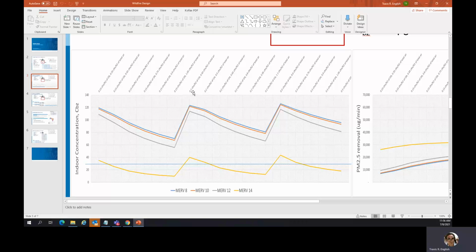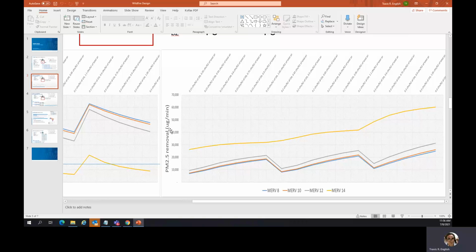These other numbers are just if you increase the outside air. So this is outside air at 0.15, this is outside air at 0.2, this is outside air at 0.3. And so in each case, it just ratchets up a little bit. I think maybe the more interesting way of looking at the filters is to look at it in terms of actual removal. So you calculate a load in micrograms per minute, and then you look at what your removal rate is in micrograms per minute. And you can see the numbers here, 10, 20, 30, 40, 50, 60, 70,000.